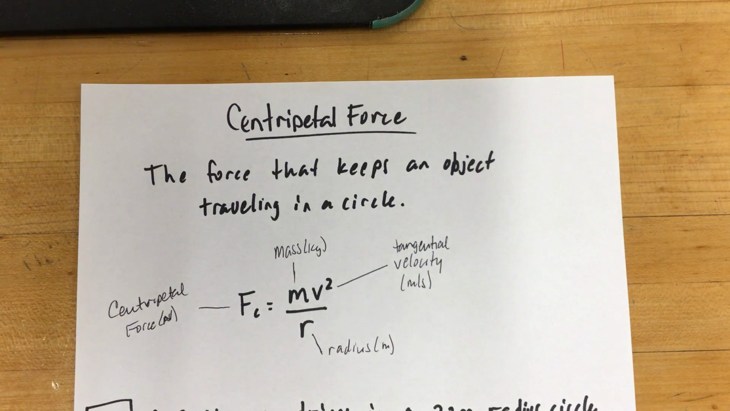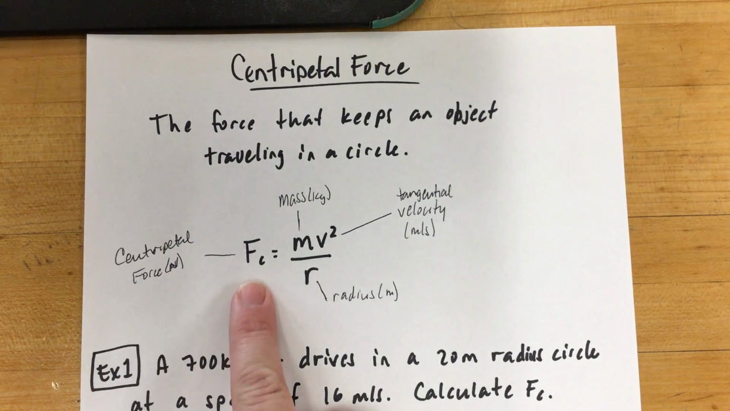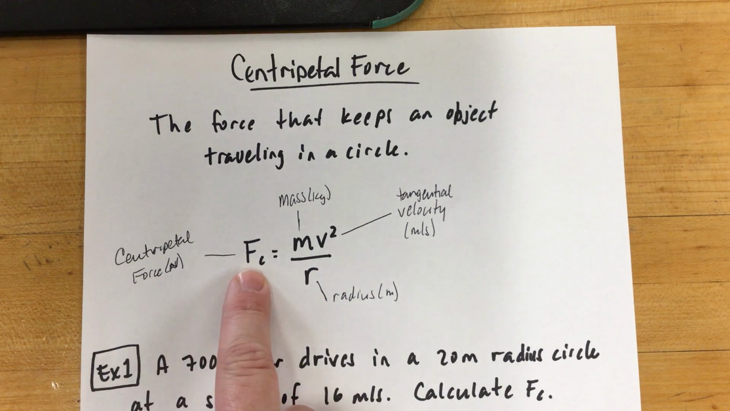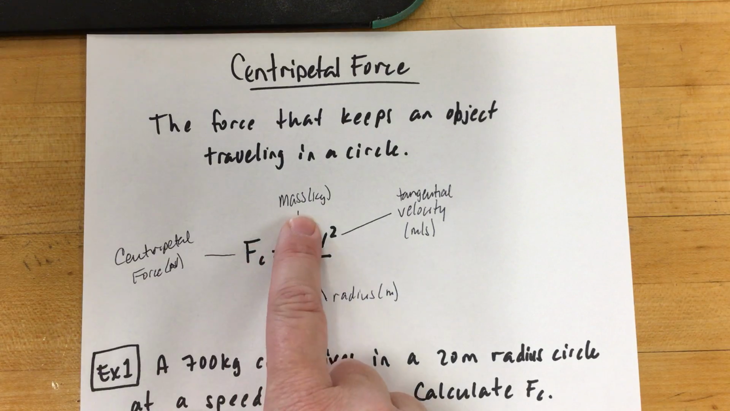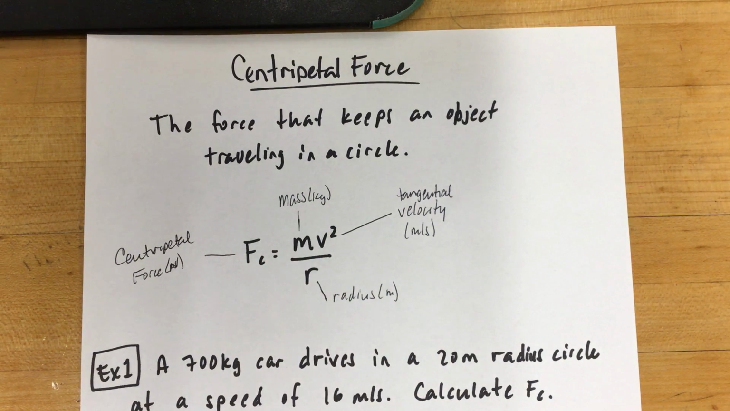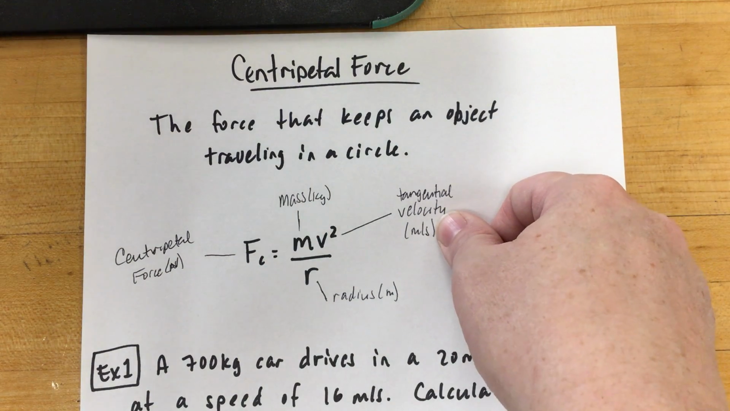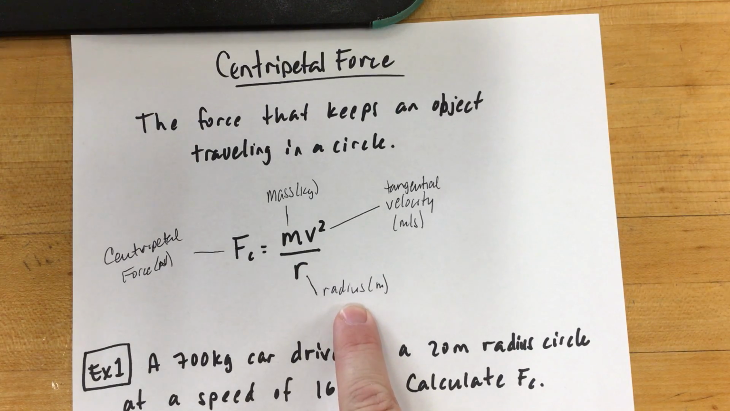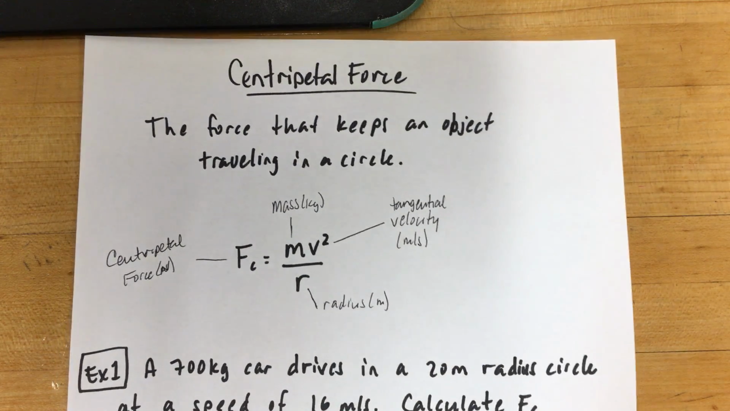And when we're calculating it, the equation that we use is Fc equals mv squared over r, where the centripetal force is found by taking the mass in kilograms times the tangential velocity in meters per second. That's just how fast it's going around the track or the corner or the curve or whatever it is. And then divided by the radius, and that's measured in meters.